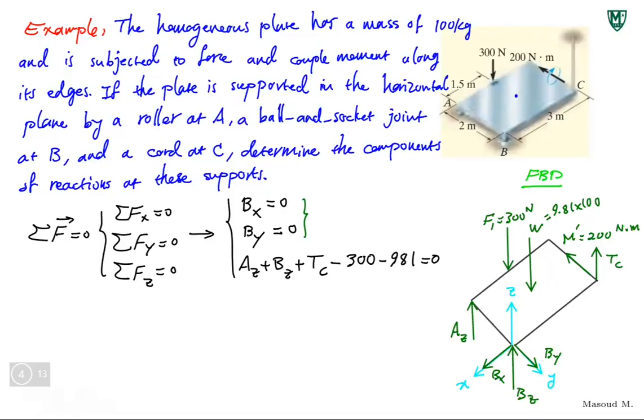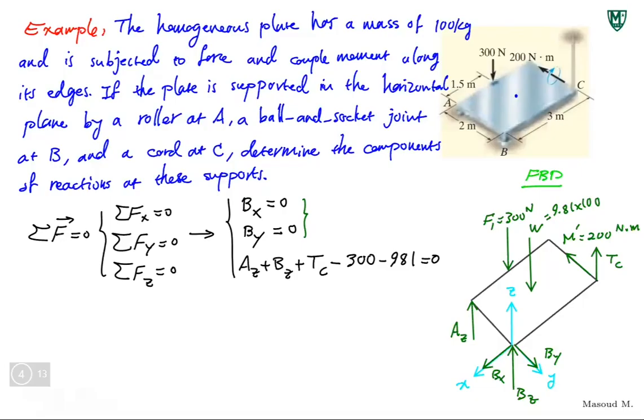We have AZ, BZ and TC, which we don't know what they are. So one equation, three unknowns. It's not going to work definitely. We need more equations. How do we get more equations? We look at the moment equation. Summation of all the moments should be 0.